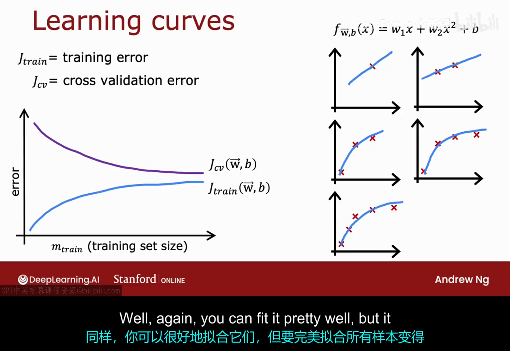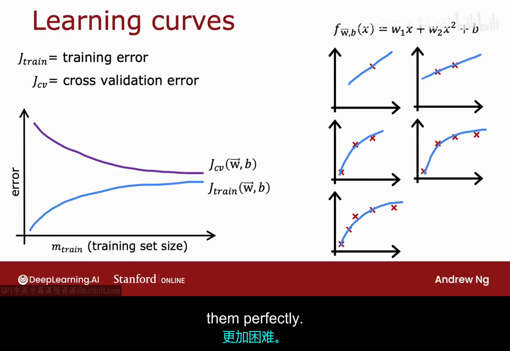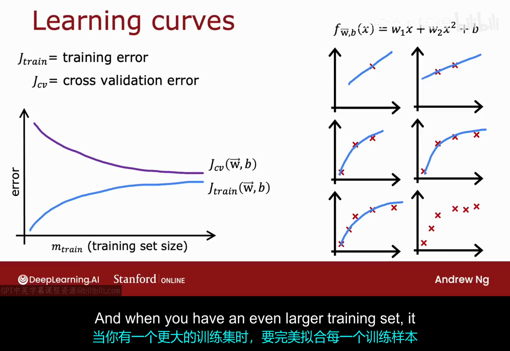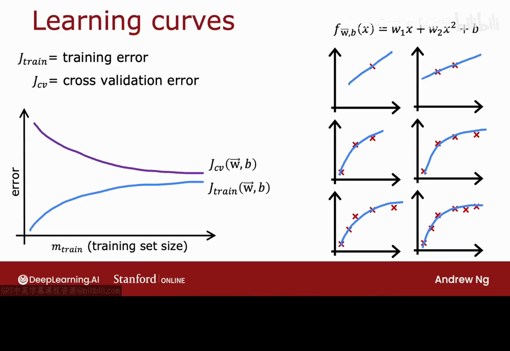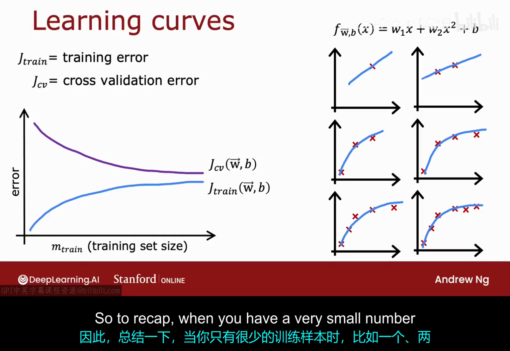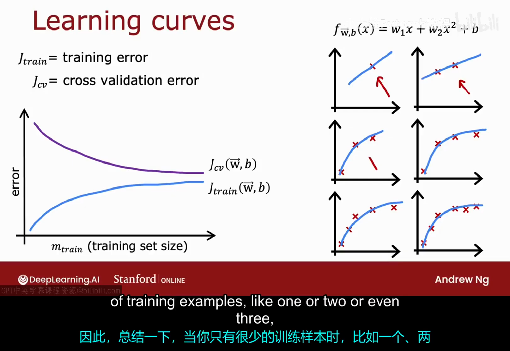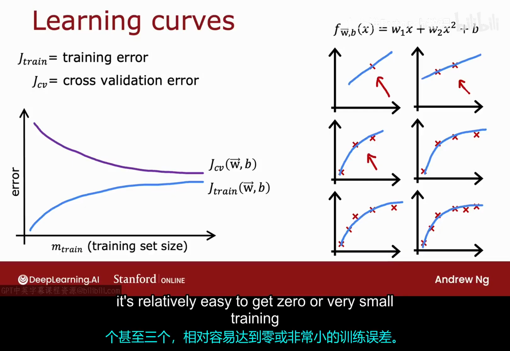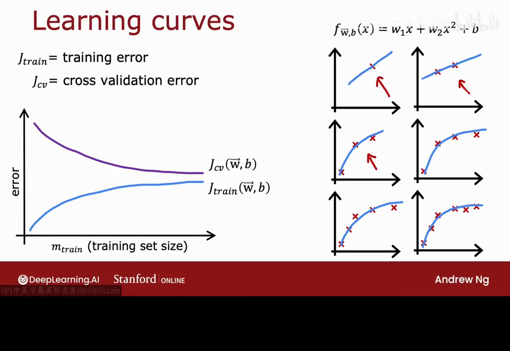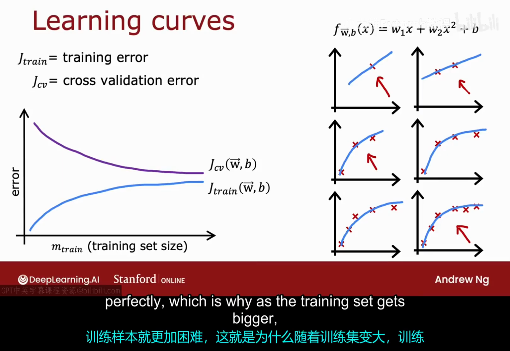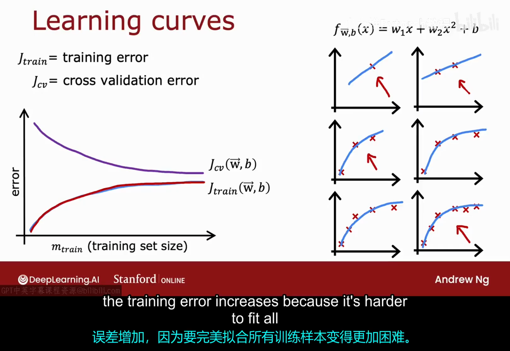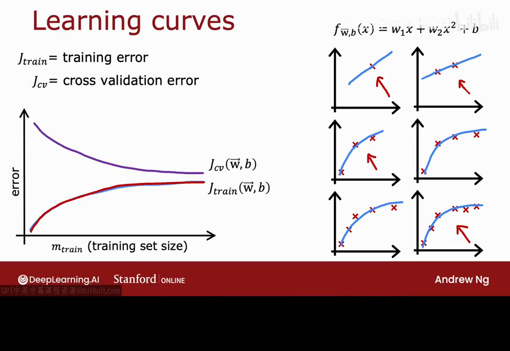Well, again, you can fit it pretty well, but it gets even a little bit harder to fit all of them perfectly. And when you have an even larger training set, it just gets harder and harder to fit every single one of your training examples perfectly. So to recap, when you have a very small number of training examples, like 1 or 2 or even 3, it's relatively easy to get 0 or very small training error. But when you have a larger training set, it's harder for a quadratic function to fit all the training examples perfectly, which is why as the training set gets bigger, the training error increases, because it's harder to fit all of the training examples perfectly.